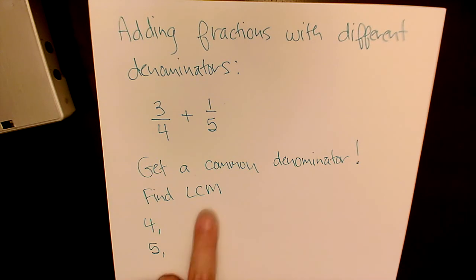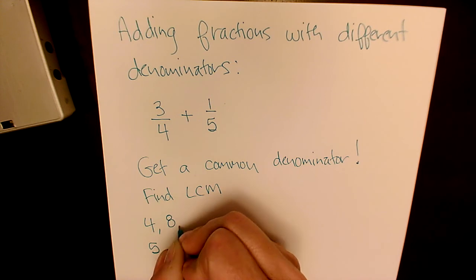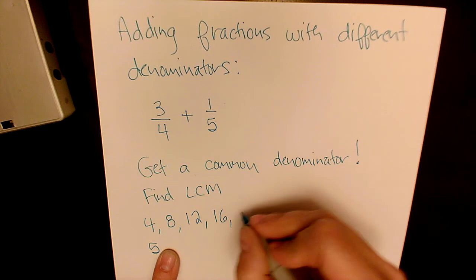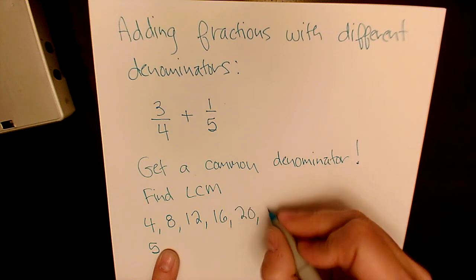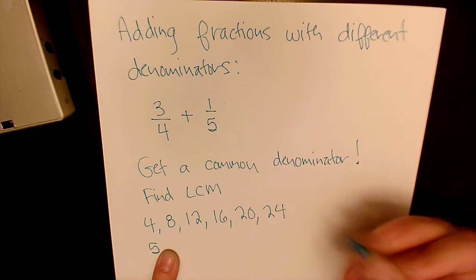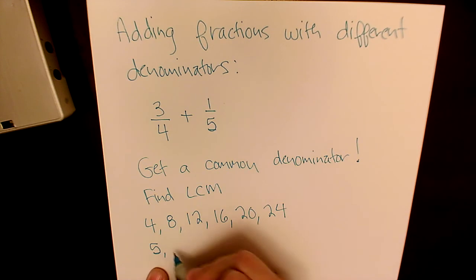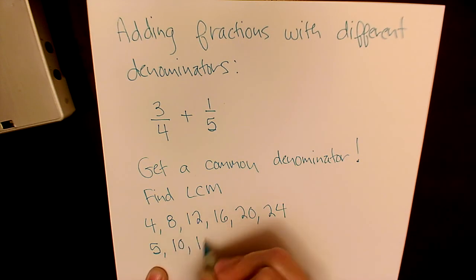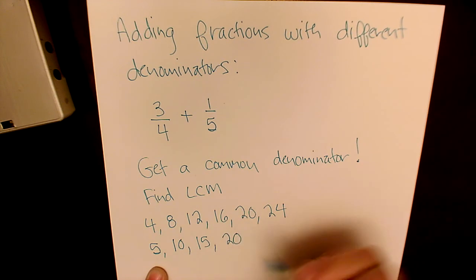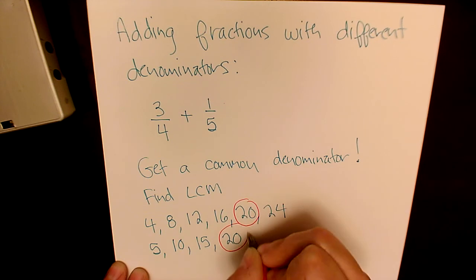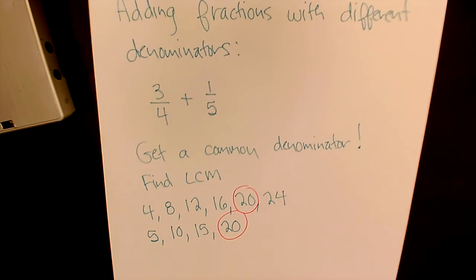So do we remember how to do least common multiple? 4, add another 4, 8, add another 4, 12, add another 4, 16, add another 4, 20. I'm going to stop there, but you can keep going. And now I'm going to do 5 and see where the very first place I match up. So 5 and 5 is 10, and 5 is 15, and 5 is 20. So ding, ding, ding, ding, right here is going to be my common denominator.